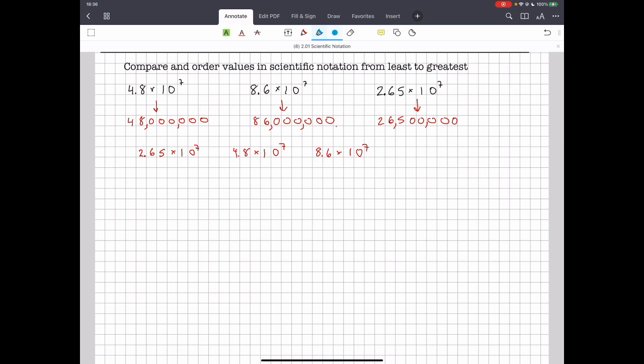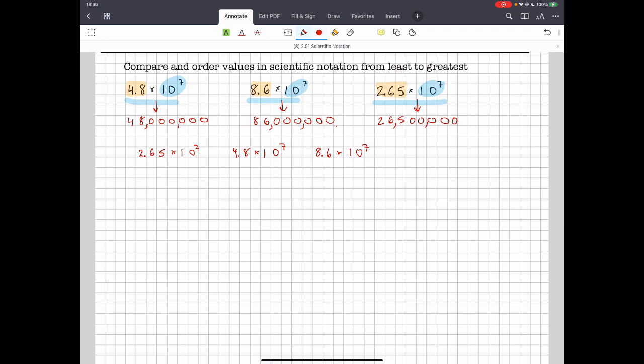When I look at the original problems given to us, the 4.8 times 10 to the 7th, the 8.6 times 10 to the 7th, and 2.65 times 10 to the 7th, what's obvious here is that the powers of 10 are the same in each problem. So if the powers of 10 are the same value, all we have to do is look at the coefficients, 4.8, 8.6, and 2.65. I can just order these based on the coefficients.